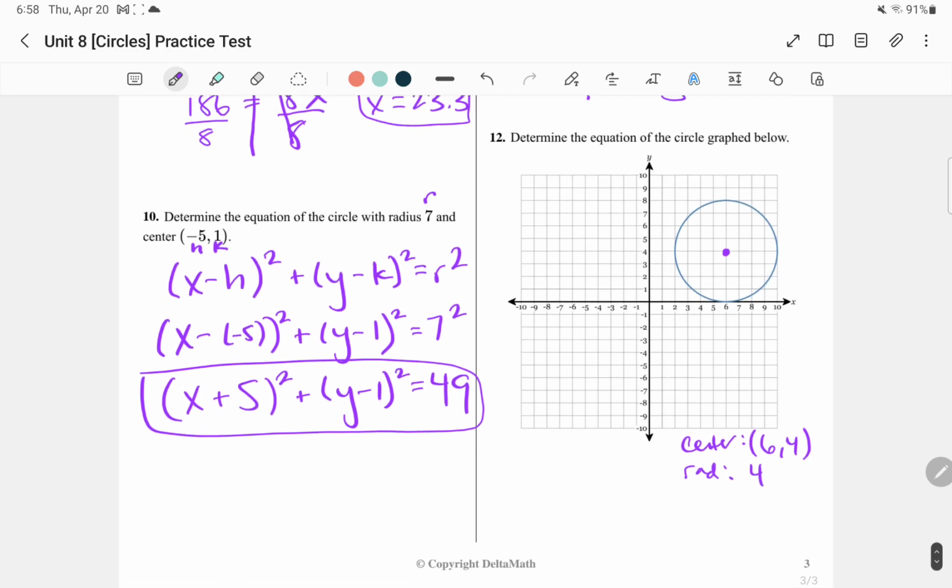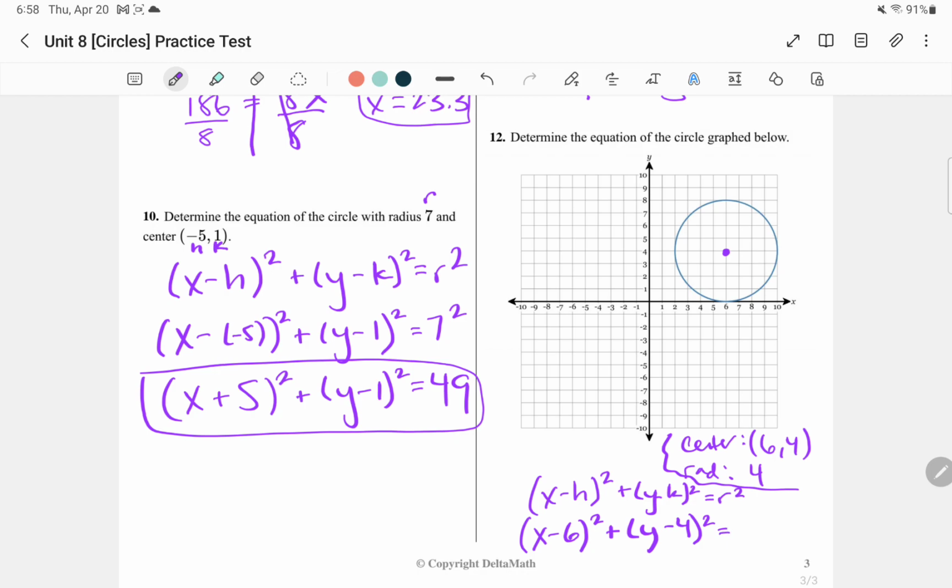So we're going to plug this into our standard equation of a circle, which is x minus h squared plus y minus k squared equals r squared. And I'm going to put in 6 and 4. So x minus 6 squared plus y minus 4 squared, and then radius of 4. What is 4 squared? What's 4 times 4? That gives me 16.